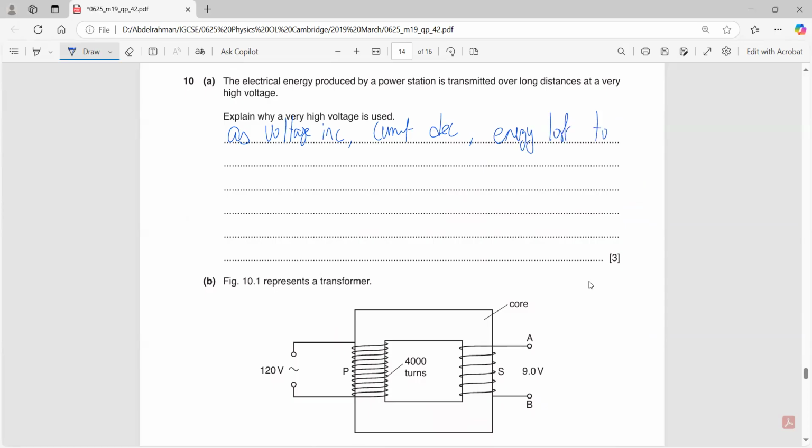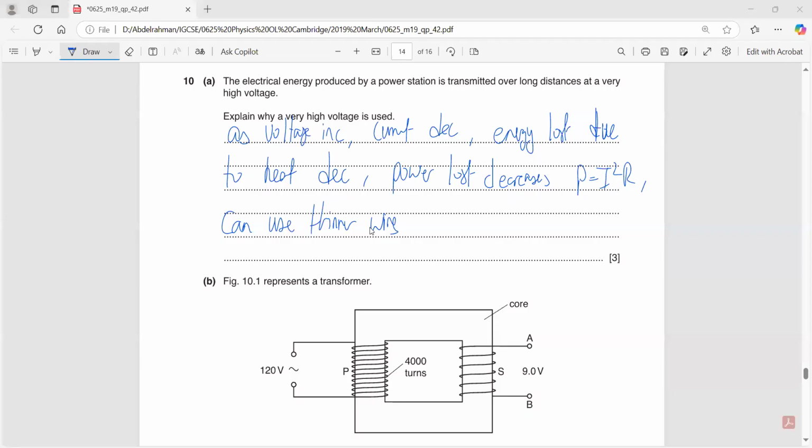Therefore, the energy lost due to heat decreases. Also, the power loss decreases. Why? Power loss decreases because power equals I squared R. And last but not least, you can use thinner wires. These are the advantages of increasing the voltage.